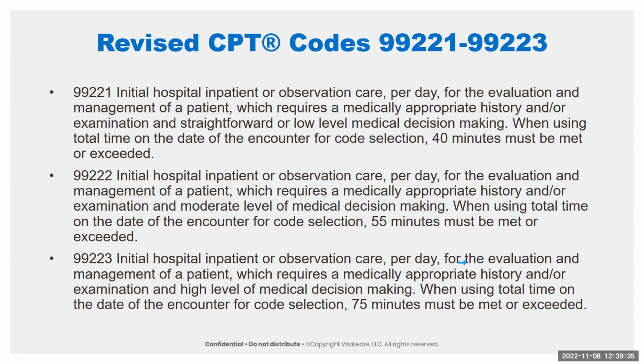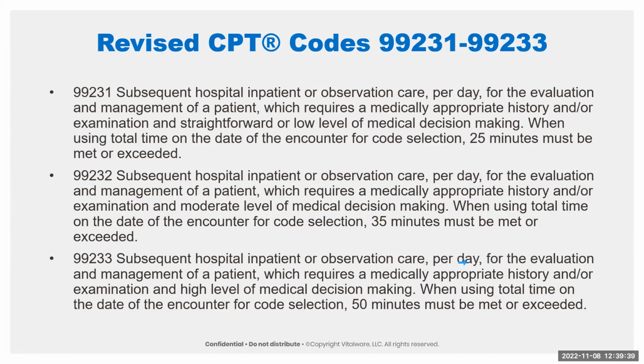So these are for the initial codes. And then your subsequent codes have different time levels. Your 99231 is straightforward or low level, and 25 minutes must be met or exceeded. Your 99232 is moderate for 35 minutes, and then your 99233 is your high level and 50 minutes.